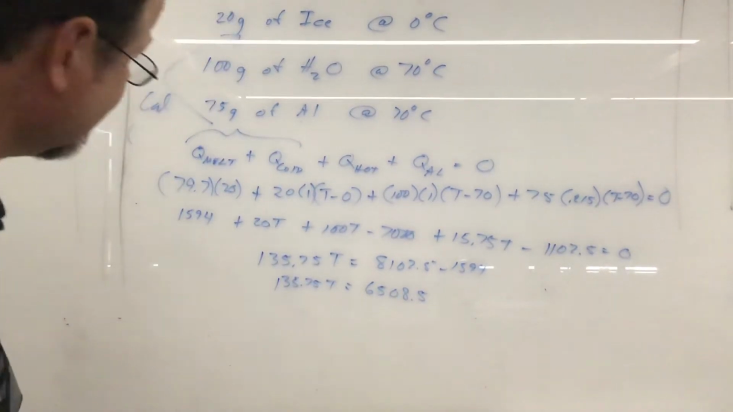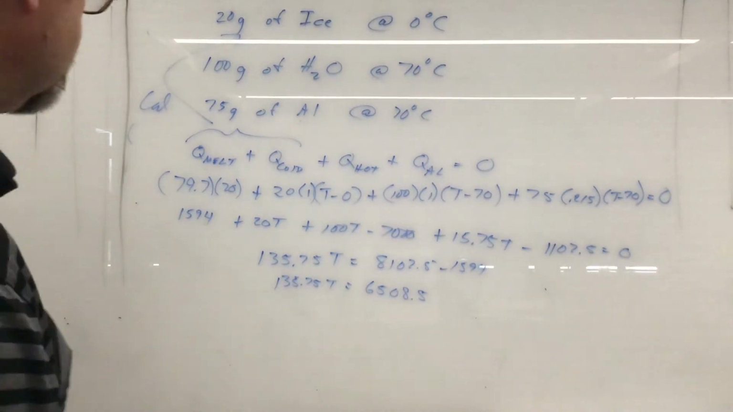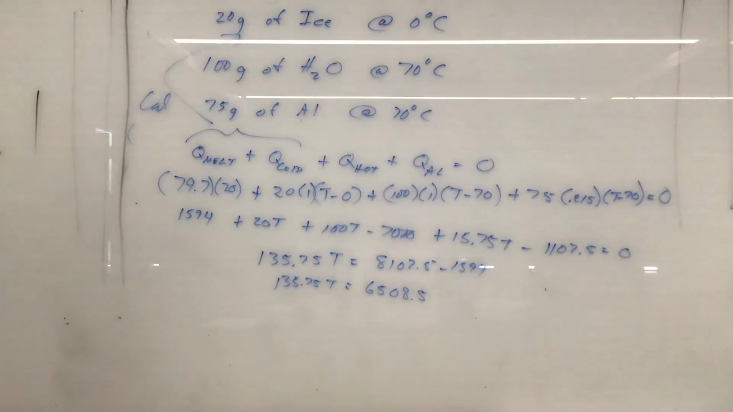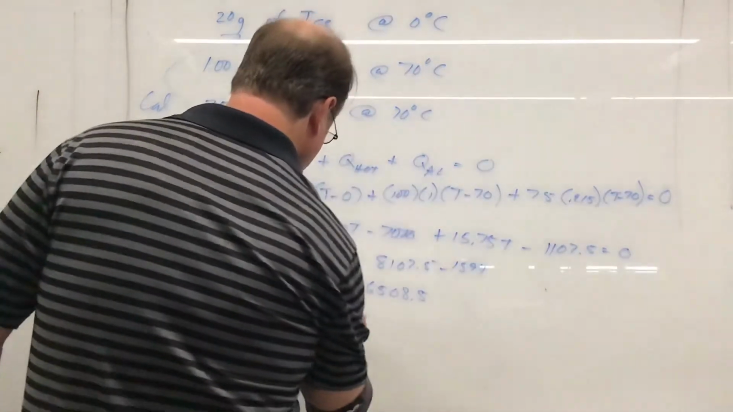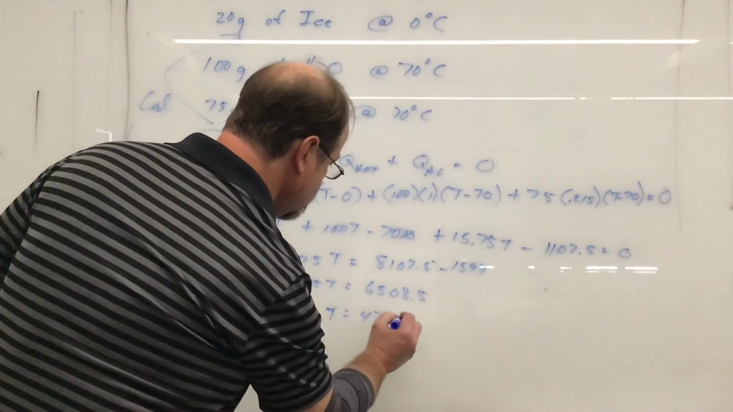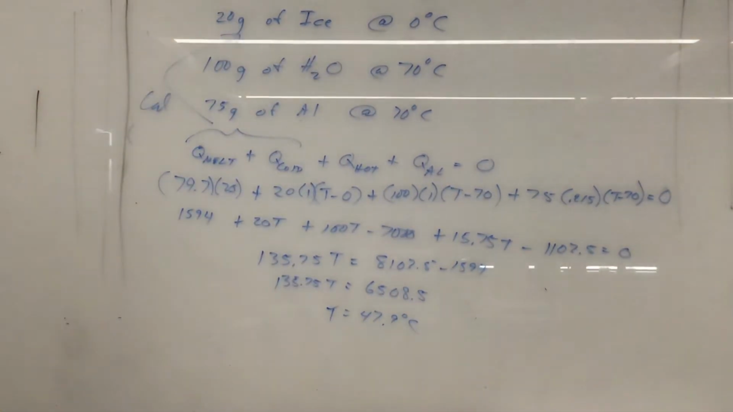I think that's what I get there. And 6508.5 divided by 135.75, T equals 47.9. Round that into the math right.